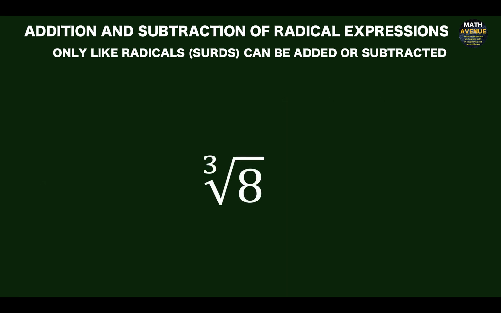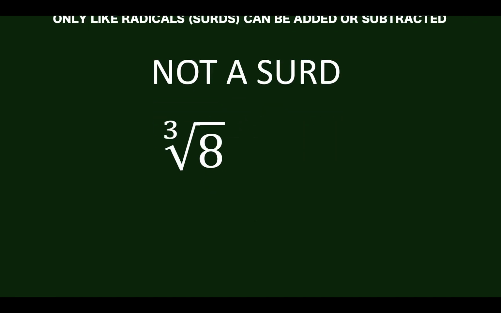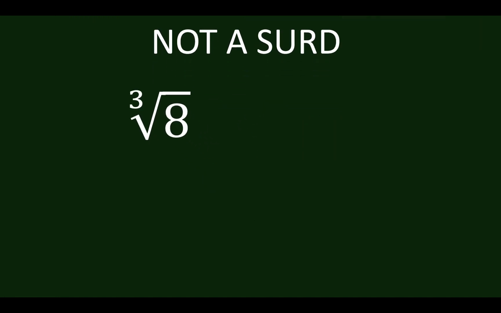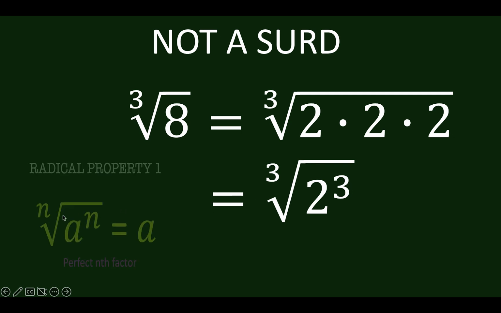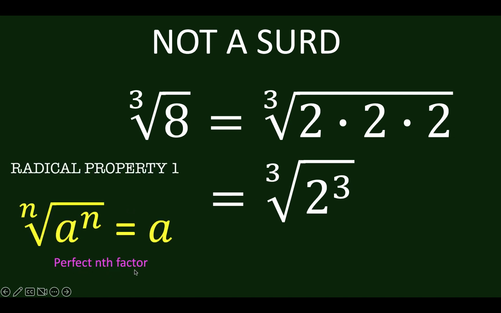Halimbawa, meron tayong cube root of 8. Ito po ba ay surd or hindi? Isimplify po natin. Ang cube root of 8 ay pwedeng isulat na cube root of 2 times 2 times 2. Dahil itong 8 is equivalent to 2 times 2 times 2. And multiplying to 3 times is written in exponential form 2 raised to the third. And ito pong form na ito yung tinatawag nating perfect nth factor. Magkapareha po yung index at saka yung exponent. Ang result po, pag sinimplify ito, is just the base 2.